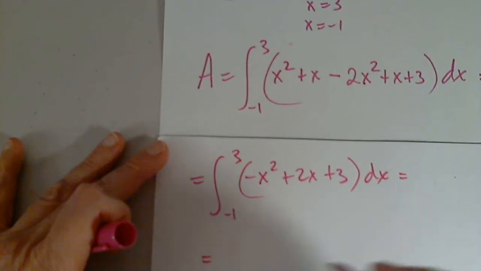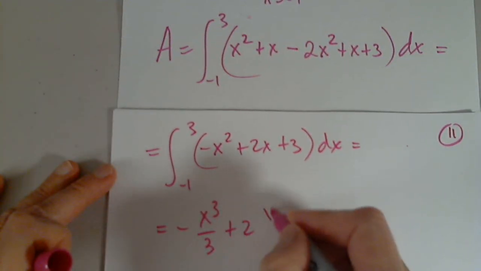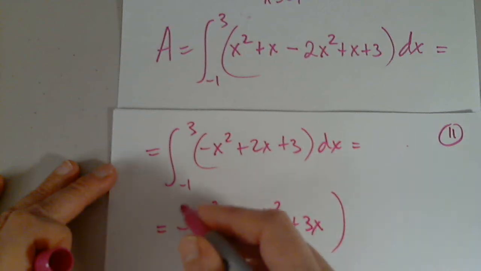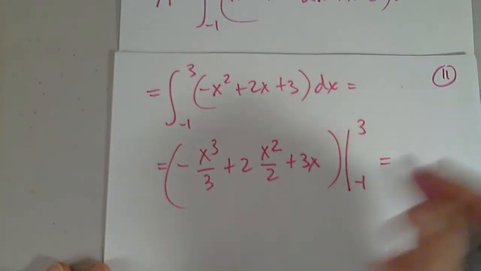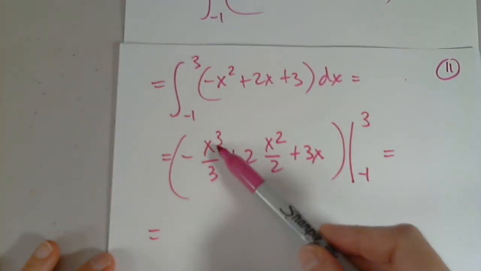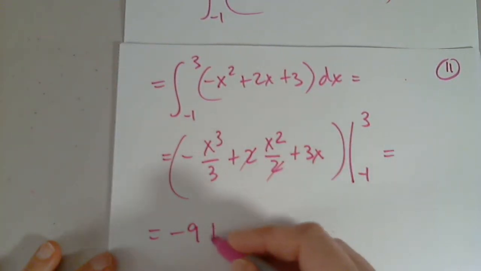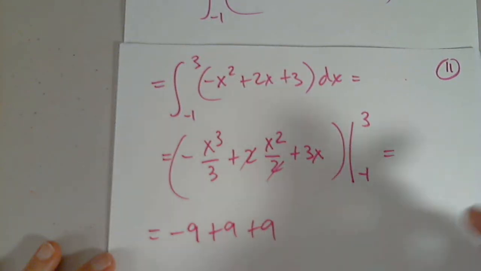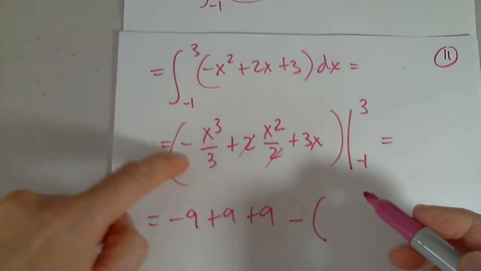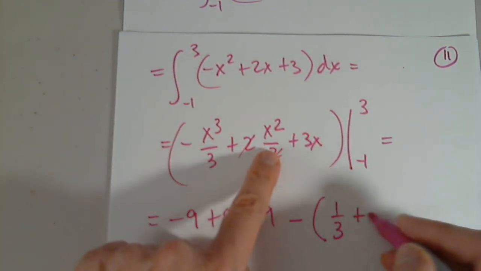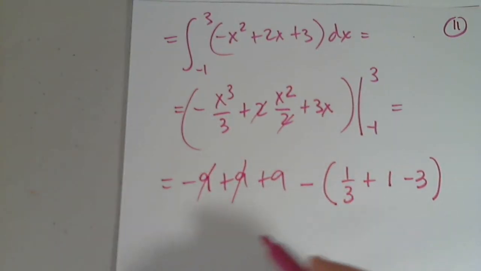From this point on is straightforward. Negative x to the third over 3 plus 2x squared over 2 plus 3x from negative 1 to 3. I plug in the top value first. 27 divided by 3 is 9 with minus in front. Plus 9. Oh, very good. Plus 9. Wonderful. Minus, careful. 1/3, because this is negative, but with minus in front will be 1/3. This is positive 1, but this will be negative 3. So these two go away.